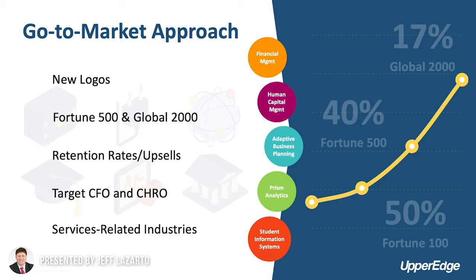So if we look at go-to-market approach, I'm just going to take these one by one here. In the middle piece, you'll see we have 5 identified down the road here. So really there's 4 core products of financial management, HCM, adaptive business planning, Prism Analytics, and then the new one, student information systems. For those of you on the line that are in the higher ed industry, this is certainly something you want to keep your finger on the pulse with.